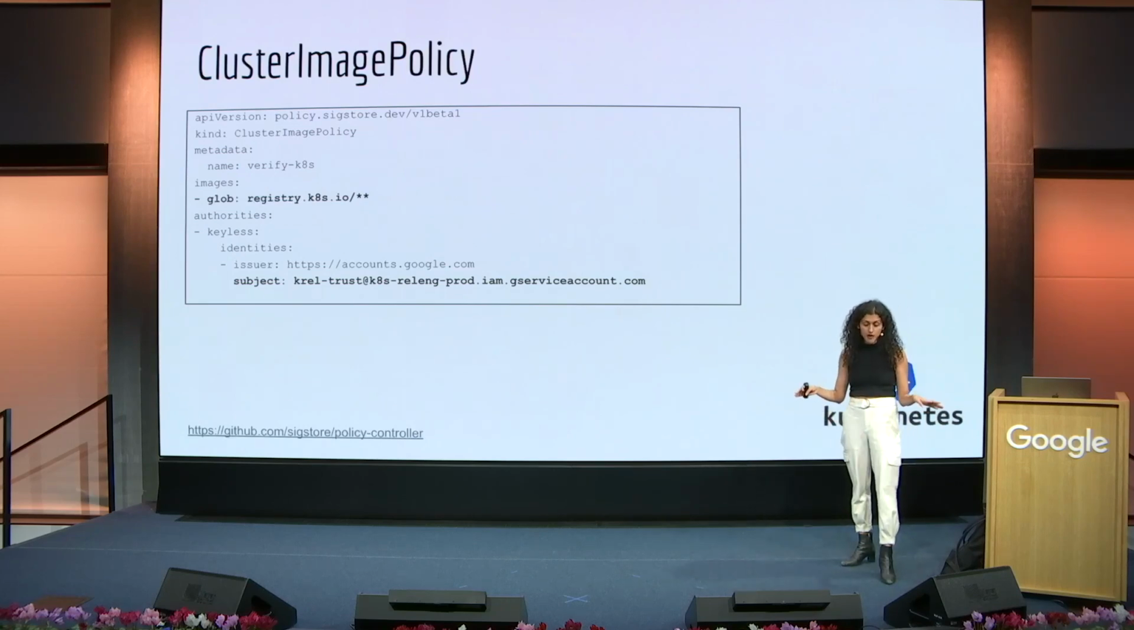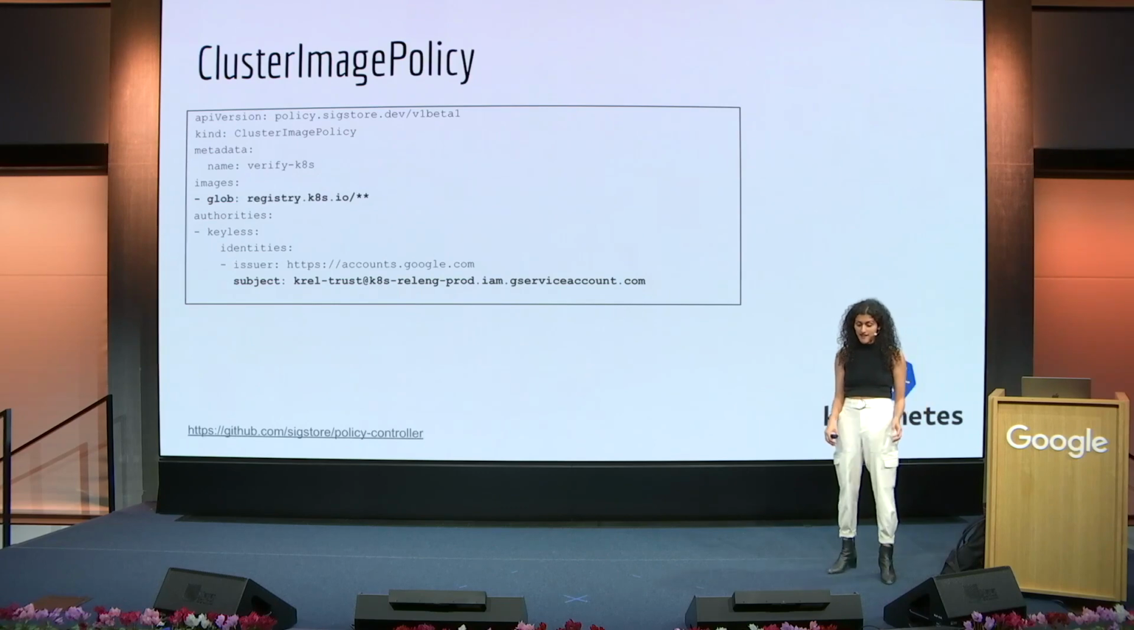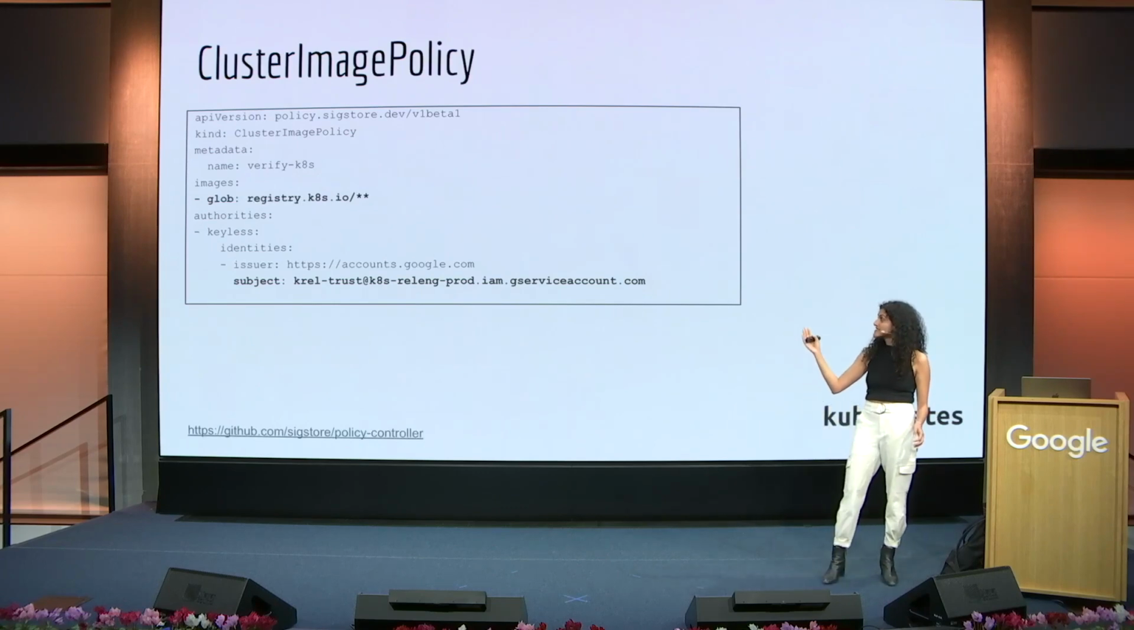Whether in a keyless flow, this would be the issuer and the subject that you expect to have signed the images. You can also pass in just a public key if you were using a key pair for signing. So this is actually a valid policy to validate all of the Kubernetes images. This is the actual service account that they use to sign their Kubernetes images in the Kubernetes release flow.